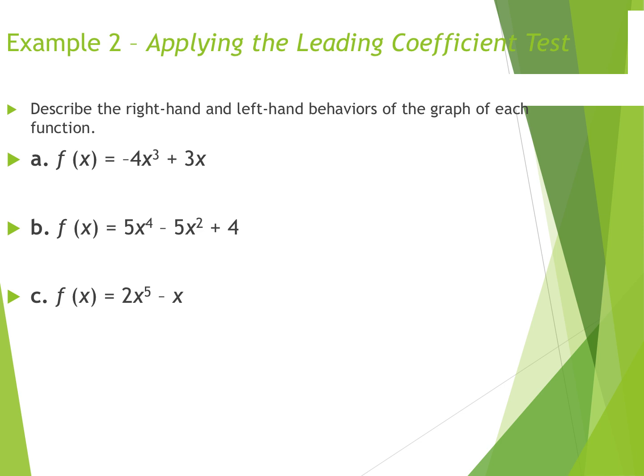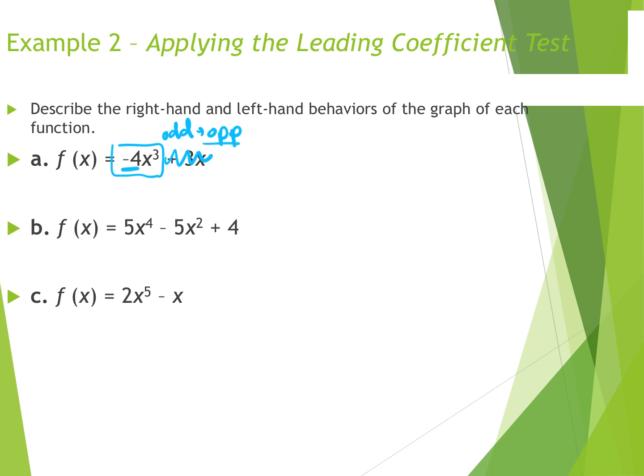So example 2, we're going to be applying the leading coefficient test. What we just talked about on that last page, we're going to apply here. We always look at our highest degree term. That would be negative 4x to the third power. The rest of the function we can ignore. Is our exponent here even or odd? Odd. So are they going to go in the same direction or opposite directions? Opposite directions. And our leading coefficient is negative.